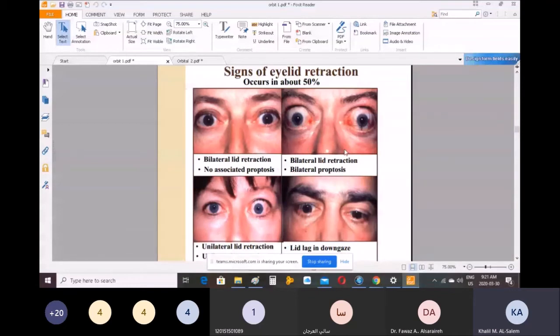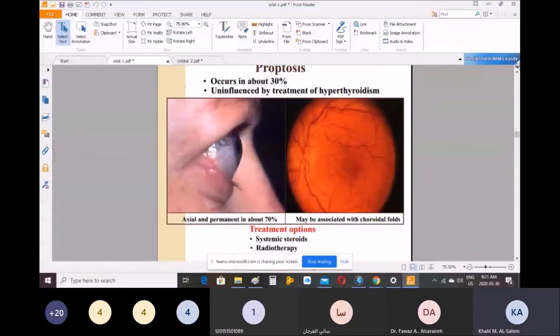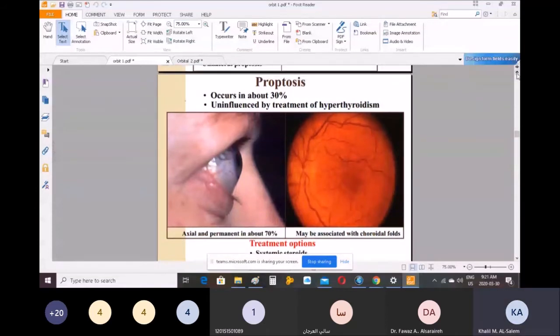This is a patient with bilateral retraction and proptosis. This is called von Graefe sign. Staring look, a staring and fearful look. Proptosis. So proptosis is seen in 30% of patients. It's uninfluenced by the treatment of hyperthyroidism.